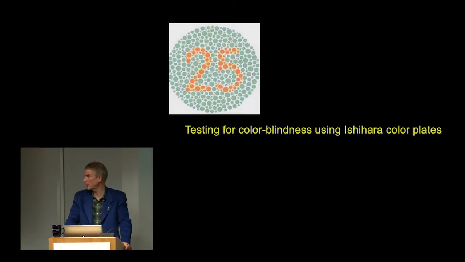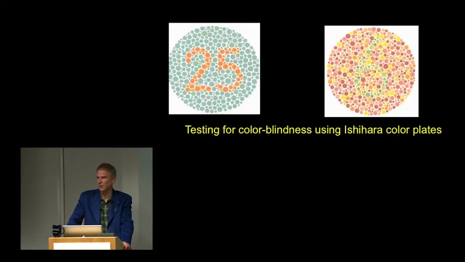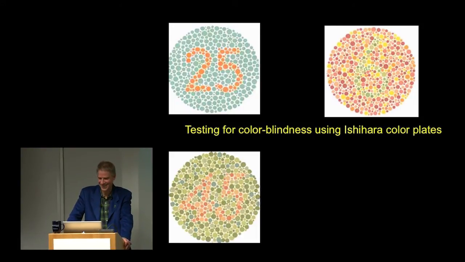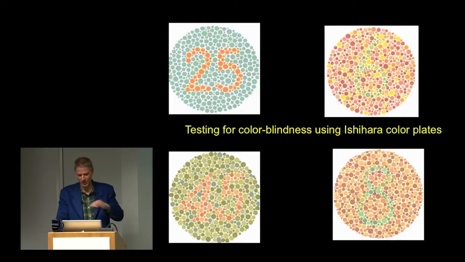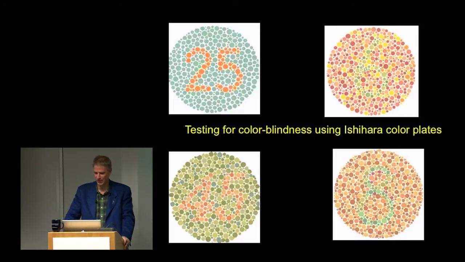So you should all be able to see 25. You can see 25, Mike? And what's that number? I don't see anything in this. 42. And that? I don't see anything in there. 45, and that? 8. So I'm sure there's at least one, or statistically more, of you that should have difficulty with some of these colors. So those are very easy ways. You can just buy them and have one in the lab. You can just use it.